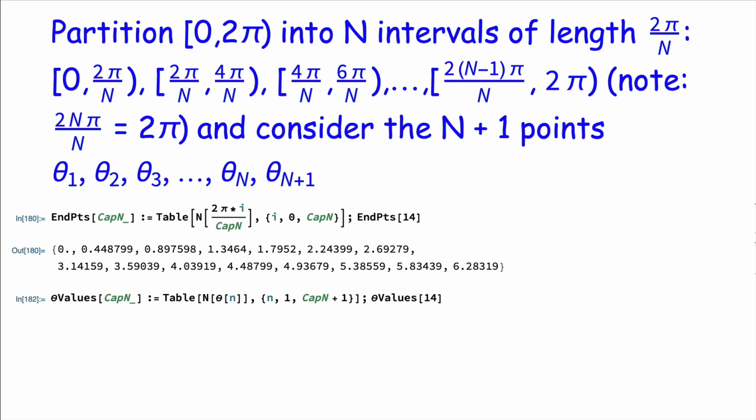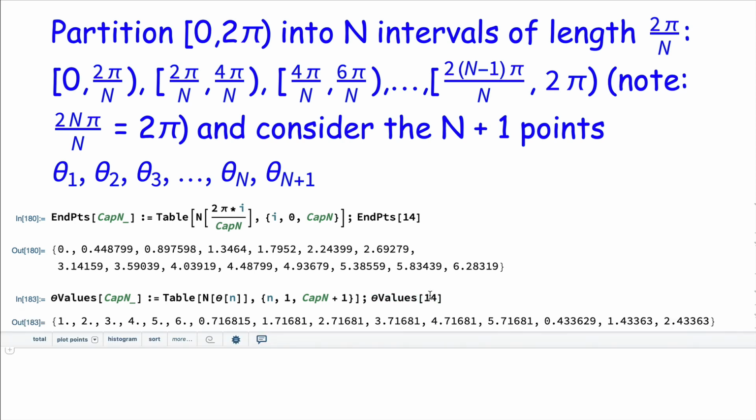This code will once again use the table command to compute the theta values, theta 1, theta 2 through theta n plus 1. When n is 14, we get these 15 points. We can count them to double check that there are 15: 1, 2, 3, 4, 5, 6, 7, 8, 9, 10, 11, 12, 13, 14, 15. These are the values theta 1 through theta 15, all between 0 and 2 pi. I have taken the values 1 through n plus 1, 1 through 15, and modded by 2 pi.